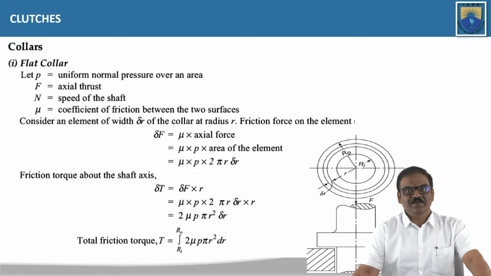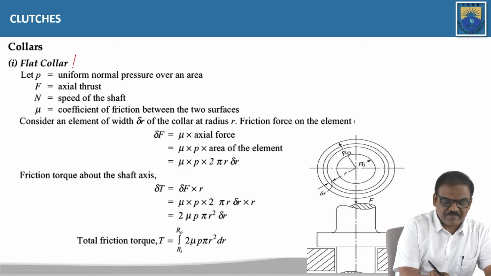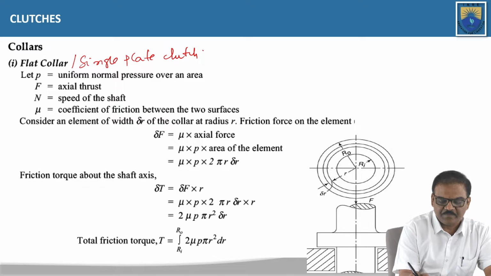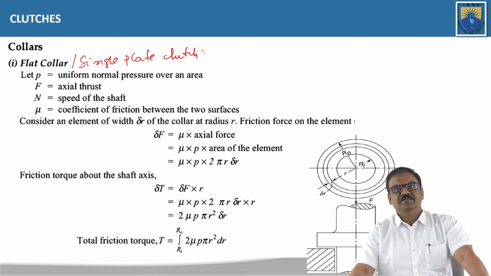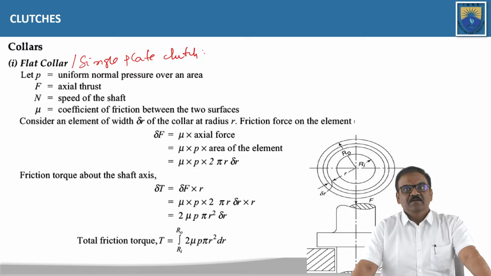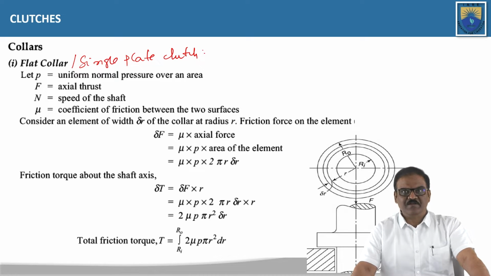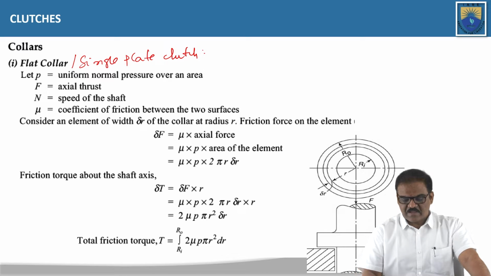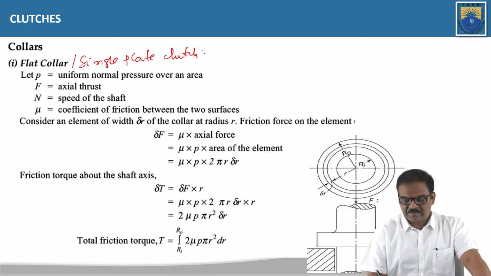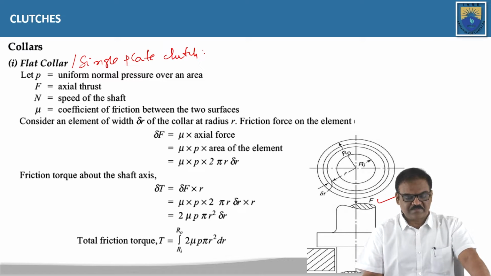And the derivation for the flat collar, or we can say single plate clutch. Single plate clutch. Let p be the uniform normal pressure over the area, and F be the axial thrust.